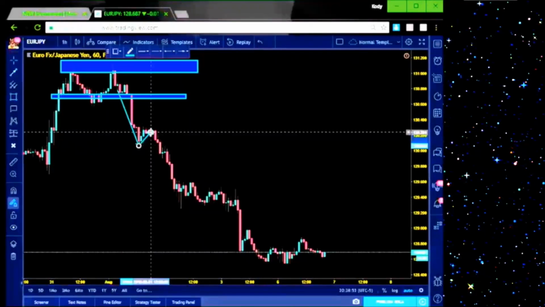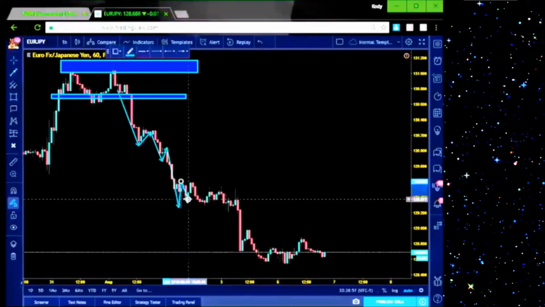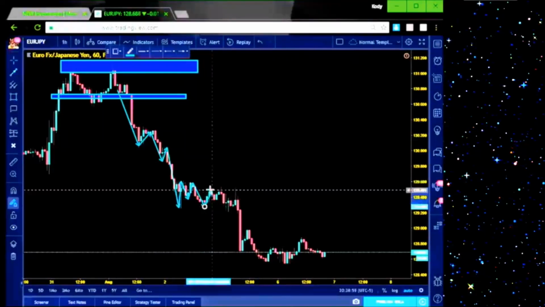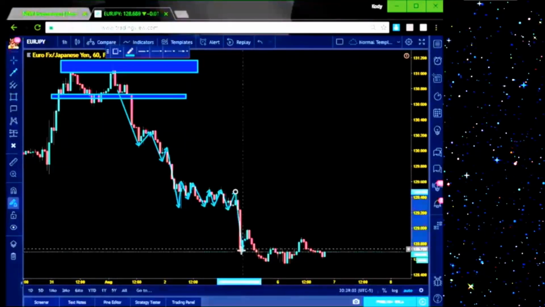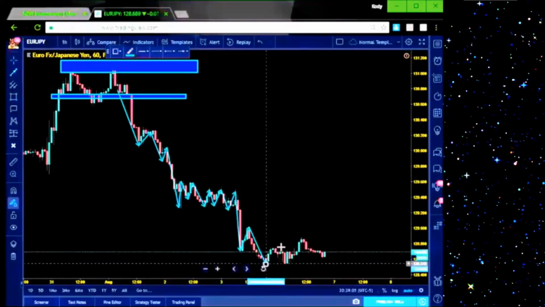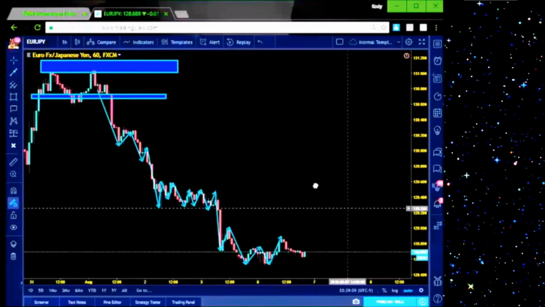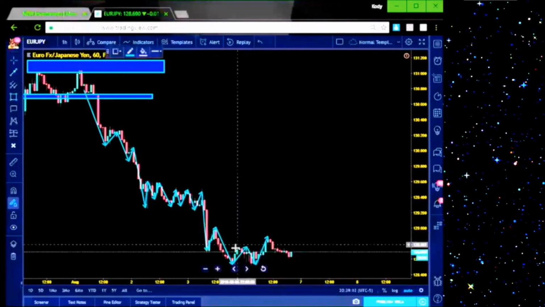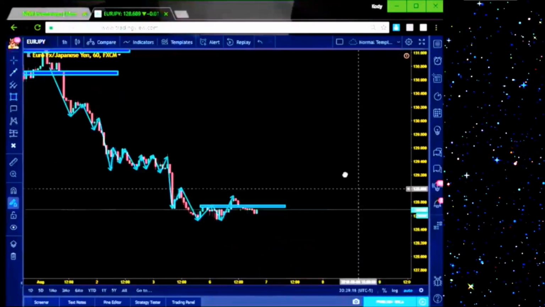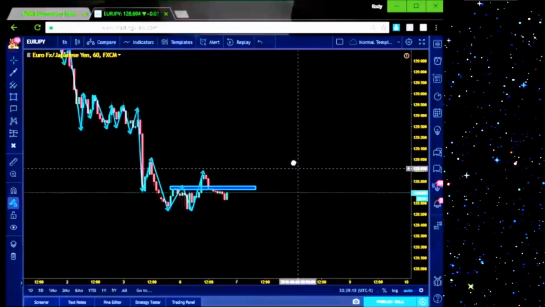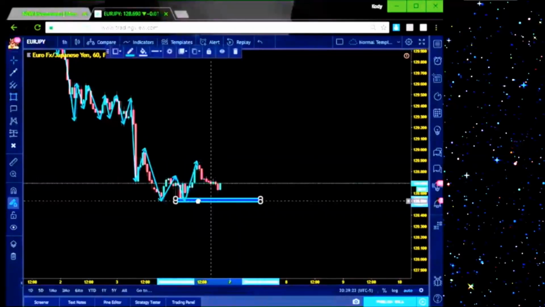Has structure broken on EJ? I'm following it down, guys. Look at the swings that I'm marking. Has it broken? Ah, here we go. Structure broke. Finally structure broke, guys. Right here. Boom. Structure broke. So what are we going to do? We're going to move structure down here to these lows.